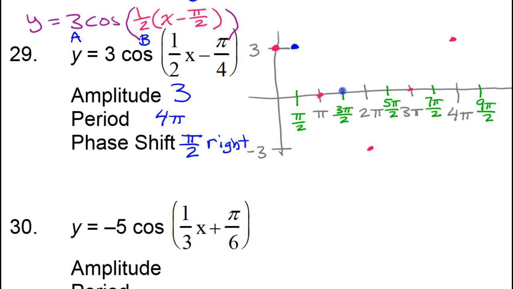I can fall down to the midline, making sure I'm using the green mark. And then I'm going to fall to its lowest value, again lining up with my new green mark. And then back to the midline at the green mark. And then to its highest value above the green mark. So these blue points represent the final graph.